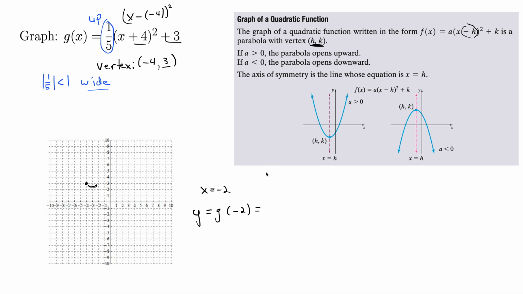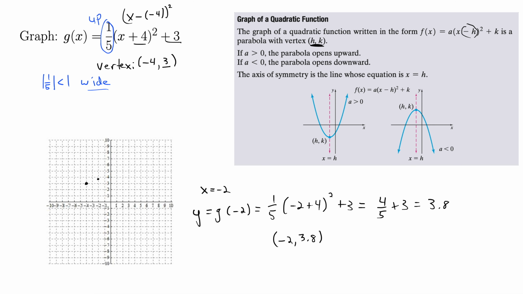Okay, so we're plugging -2 in this equation. So 1/5 times -2 plus 4 squared plus 3. That gives us 4/5 plus 3. And you could work with fractions, but honestly, in this case, it's easier to just go over to decimal form. This gives us 3.8. So our second point is -2 comma 3.8. Okay, so -2 on the x and 3.8, which is about up to 4. So we're at -2, 3.8, so right here, kind of below 4.